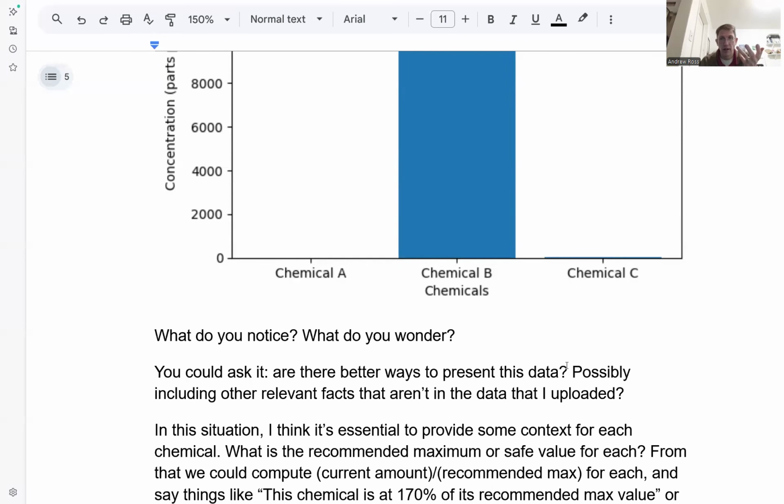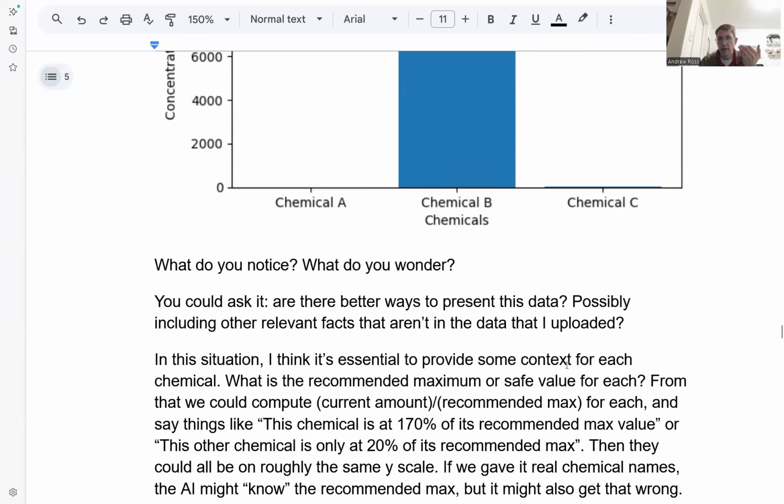I think here it's essential to provide some context for each chemical, like what's the recommended maximum or safe amount? From that, we could compute the current amount divided by the recommended max, and then say things like, this chemical is at 100%, 70% of its recommended max value. That would be bad. Or this other chemical is only at 20% of its recommended max. Then they could all be on roughly the same Y scale of like percent of recommended max.